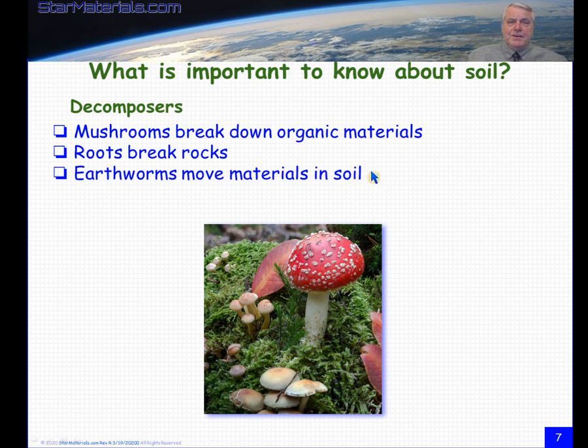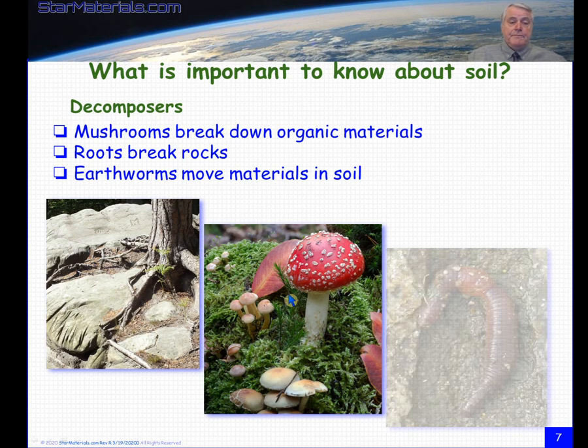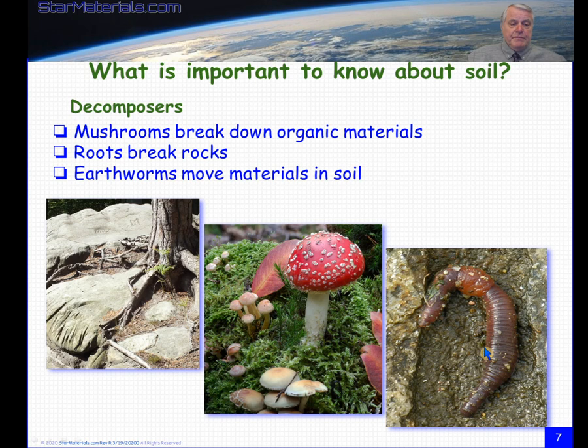Earthworm is a poop machine. Goes in one end and comes out the other. They move material in the soil. Here you have a tree that's breaking up this rock. Mushrooms breaking down a fallen log. Earthworm. Material goes in this end and poop comes out the other.